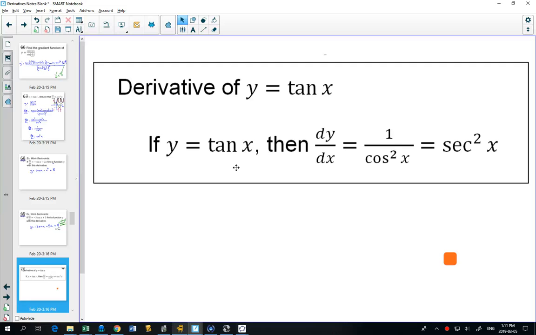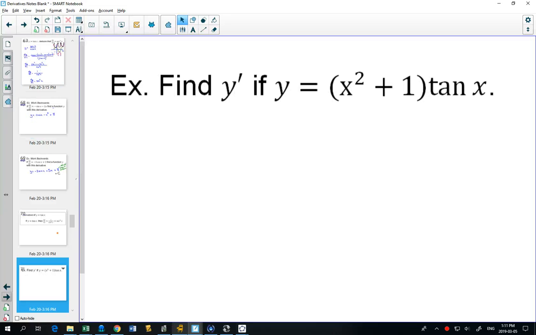We know the derivative of sine, the derivative of cos, and now we know the derivative of tan is secant squared. So now we can apply all the rules, the chain rule, product rule, quotient rule, to these new functions. What would that look like? Oh, I started early. Oh well.